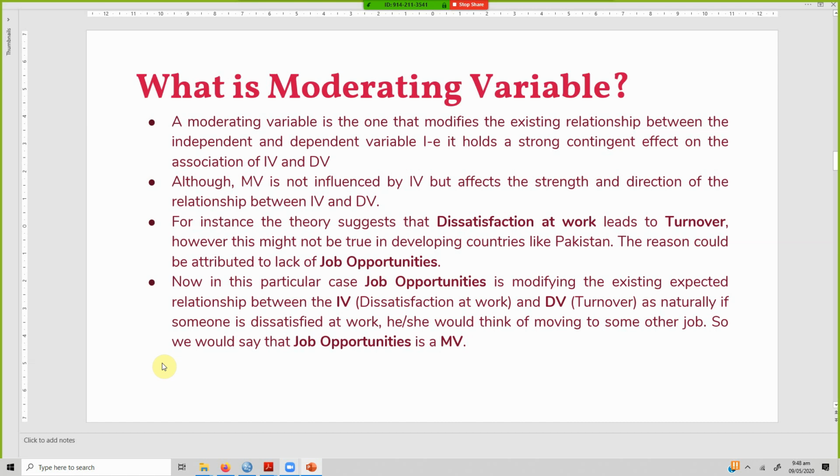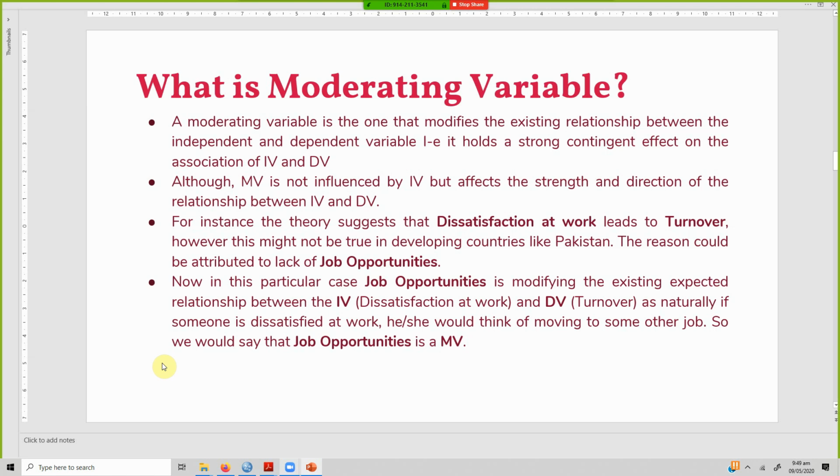But this might not be true in developing countries like Pakistan, India, Afghanistan, and even in some other developing countries as well. Now, why does this not happen? The reason could be attributed to the lack of job opportunities. So job opportunities is actually modifying the existing relationship between variables. In this particular case, job opportunities is modifying the existing expected relationship between dissatisfaction at work and turnover.